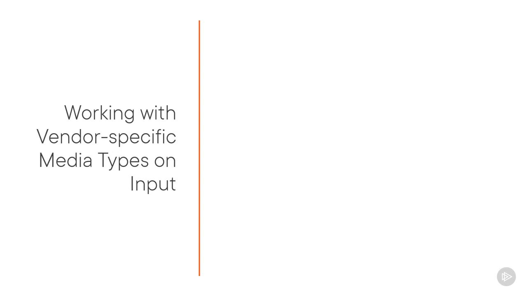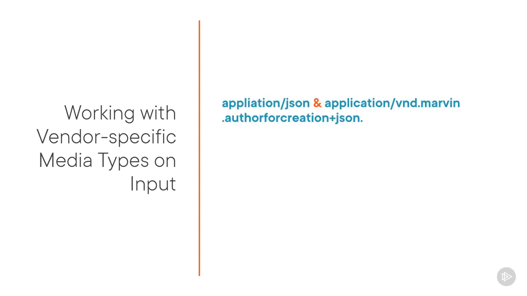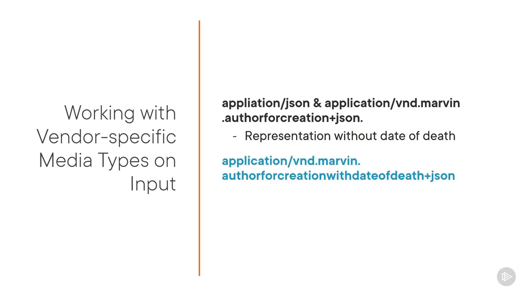Currently, we have a date of birth but no date of death. What we're going to do is add a date of death field for our authors in our database, and in the future we want to ensure that when posting an author, this field can optionally be passed in. We don't want to break existing implementations though. A consumer should still be able to pass through an author without that field. So we should be able to input an author as we're used to. Let's say that that's valid for application JSON and the author for creation media type. An author with a date of death would then be signified by the author for creation with date of death media type.